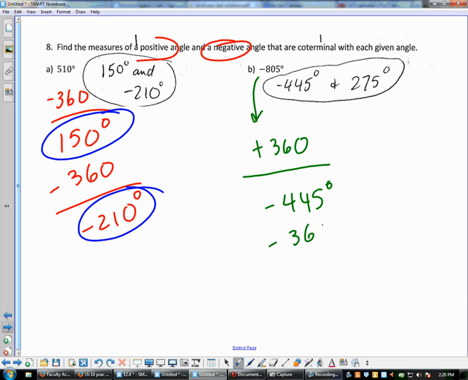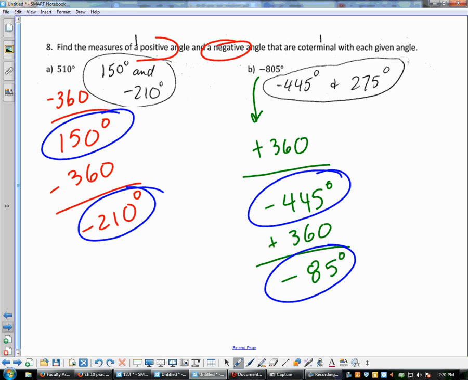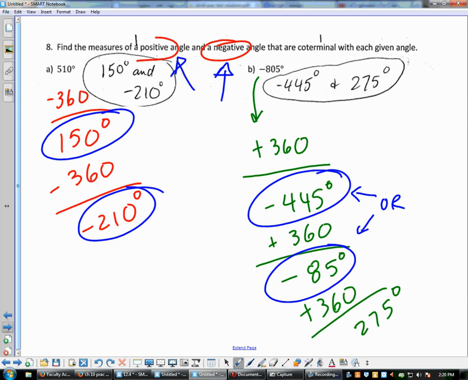If I add 360 again, I end up getting, I need to do subtraction here, negative 85. So I end up getting 85 degrees, but it's still negative. So I could list this angle or this angle, either one, as my negative angle, but I still have to find a positive angle. So I'm going to add 360 one more time, and I end up getting 275 degrees. So I would list this or this as my negative, and I would list this one as my positive.